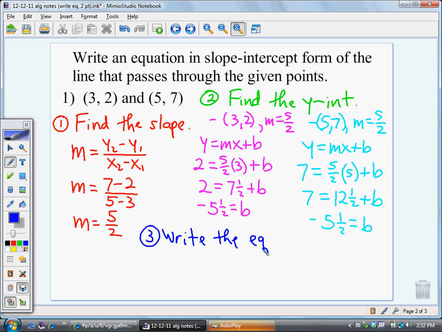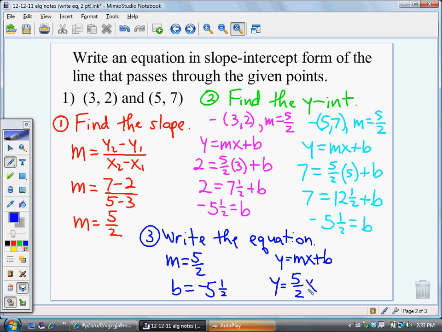We now know that m, which we found already, was 5/2. b, which we just found, is negative 5.5. And so all we do is write it into the form y equals mx plus b. m is 5/2, and b is negative 5.5, so we put minus 5.5, and that's your answer. Now, this one you can check and make sure that it's correct.